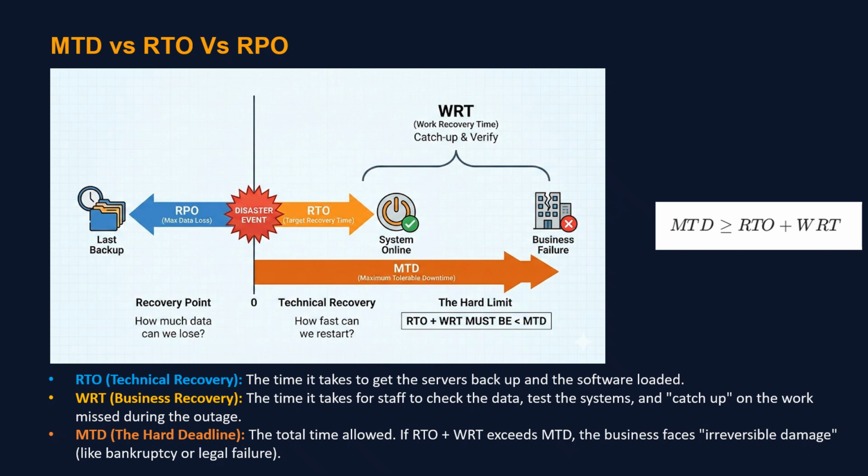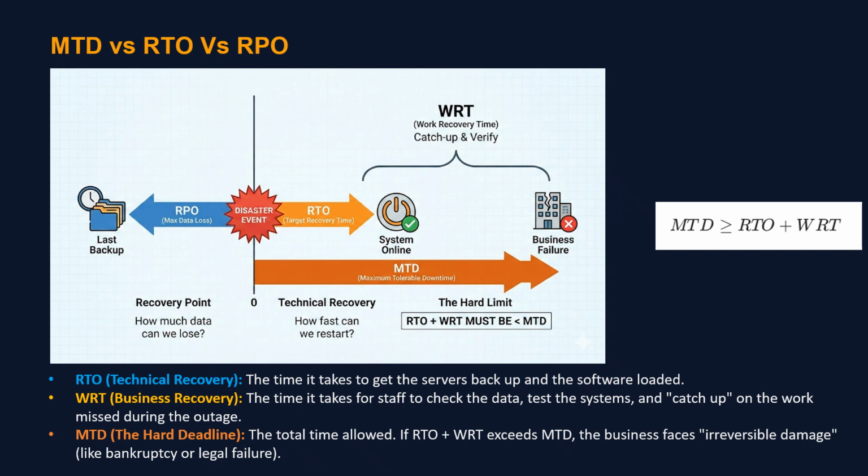In real-world recovery plans, we also consider work recovery time, or WRT. RTO, technical recovery. Time to restore servers, applications, and infrastructure. WRT, business recovery. Time for staff to validate data, test systems, and catch up on missed work. MTD, hard deadline. The total time allowed. The key formula is MTD greater than or equal to RTO plus WRT. If RTO plus WRT exceeds MTD, the business faces irreversible damage, such as legal failure or bankruptcy.